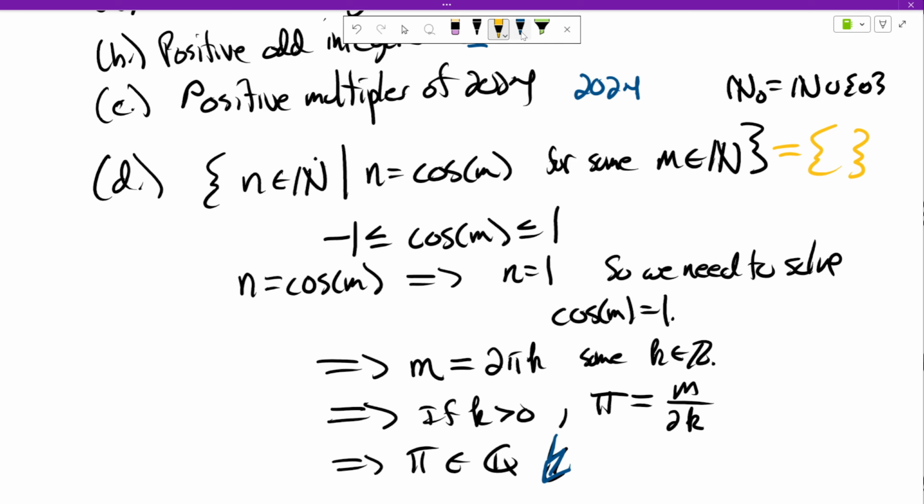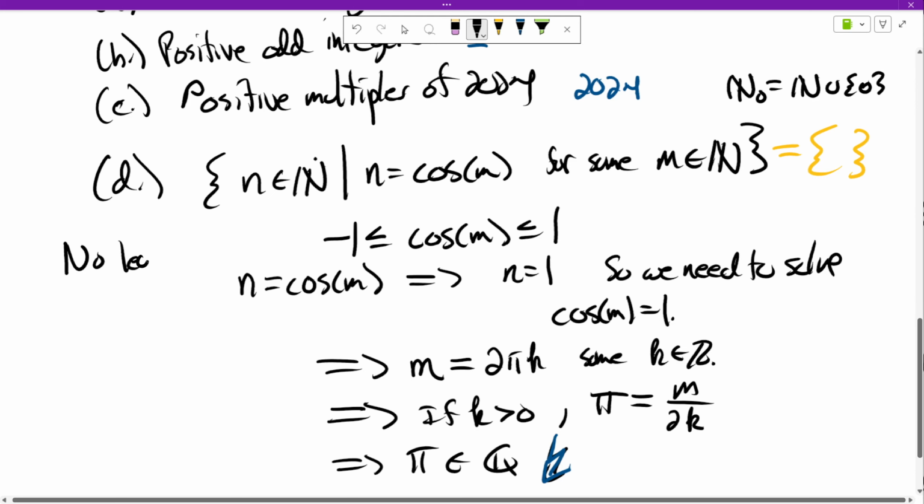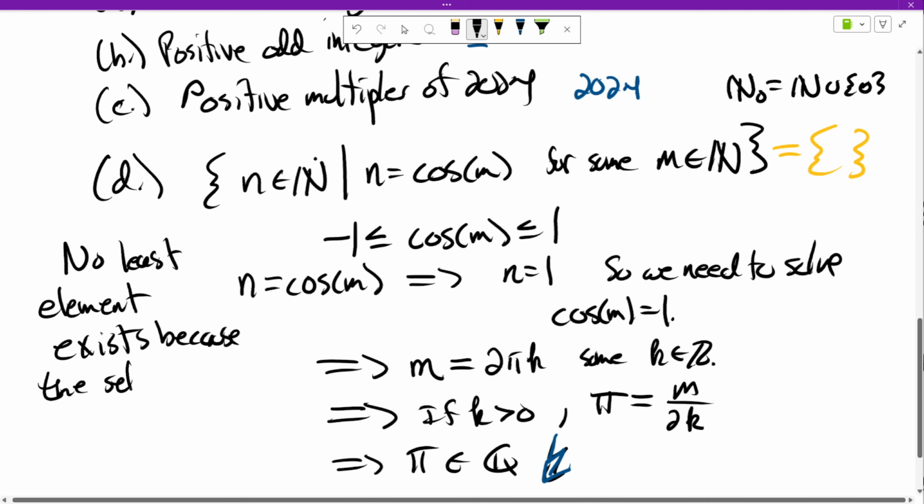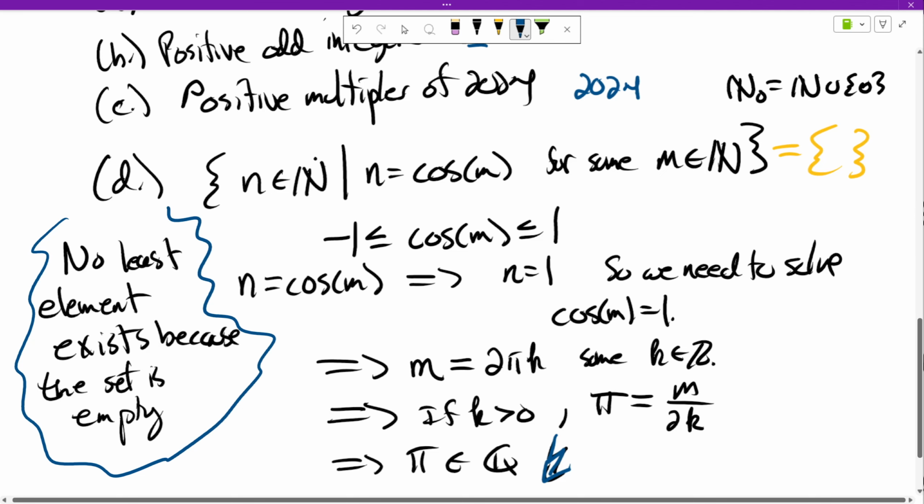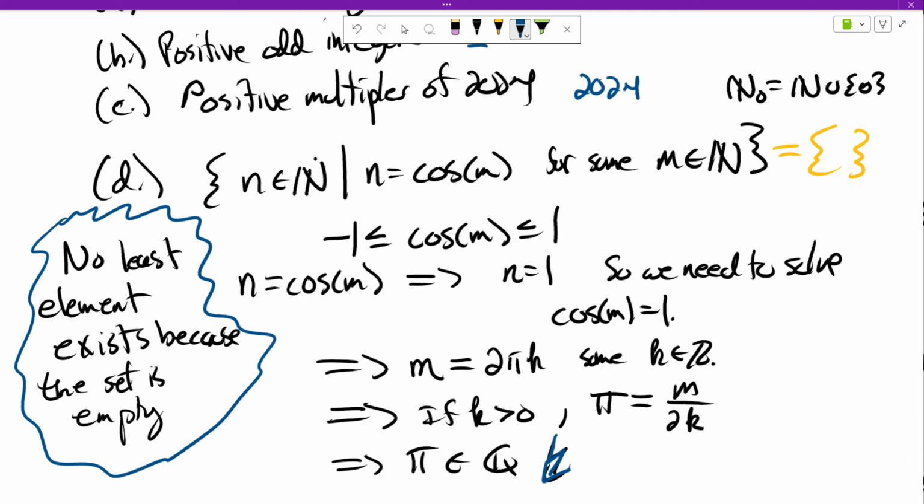So let's just be even more clear on the left here. No least element for D exists because the set is empty. And this just indicates the importance of actually checking that your set has elements, because otherwise, if you're playing with an empty set, sort of everything is true and nothing is.